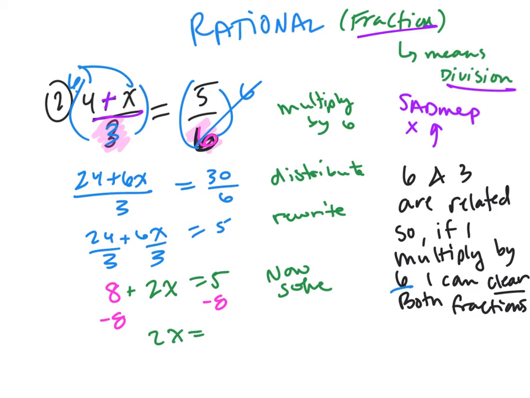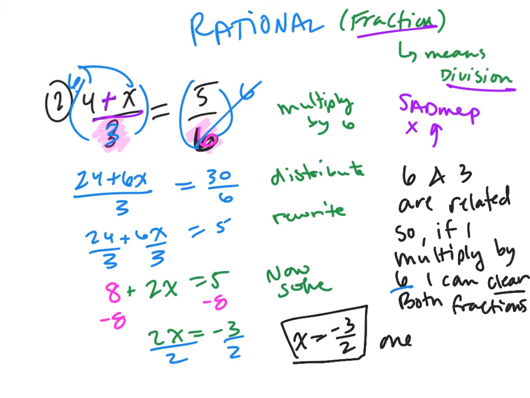2x equals, oh dear, negative 3. Oh, this is a fraction. I don't like it when it's a fraction. That's okay though. So here I have one solution, which isn't very exciting really. And what's going on here is that I have a linear line, and it's crossing another value. So there's only one solution.